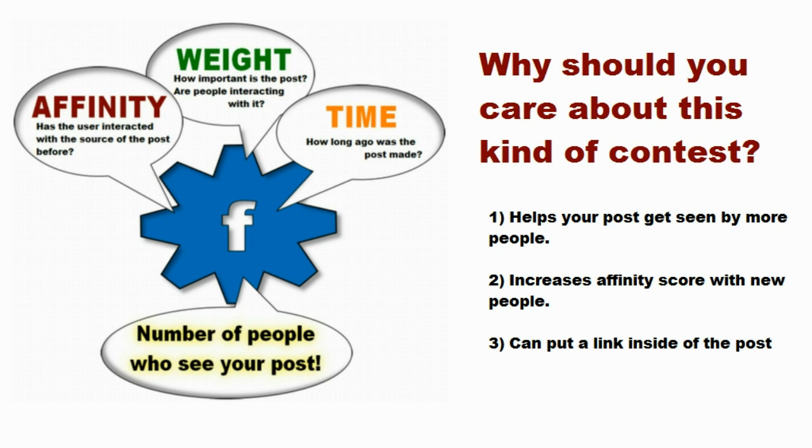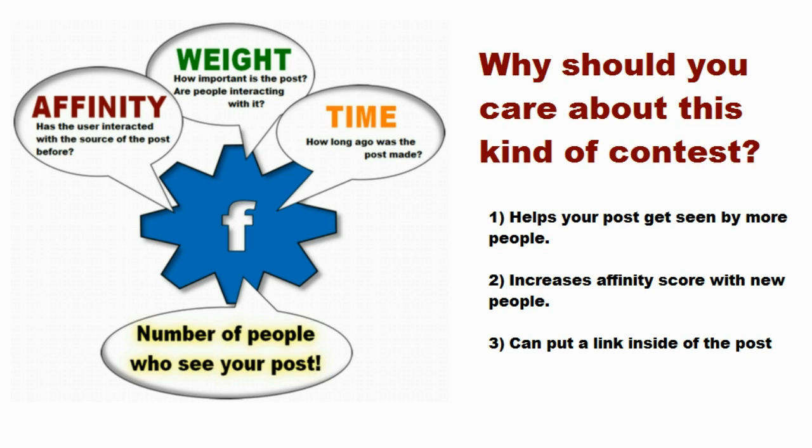The second thing is called weight, and weight is very similar to affinity, but it's an overall score. It's not a score that's just specific to you. And what that means is when people are commenting and liking and sharing a specific post, Facebook naturally assumes that people are interested in that post. So Facebook shows that post to more people.